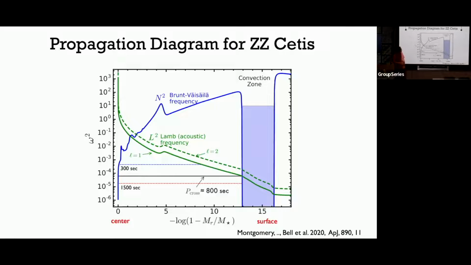This star, this represents, I don't have the temperature. Okay, I think it's on the next slide.